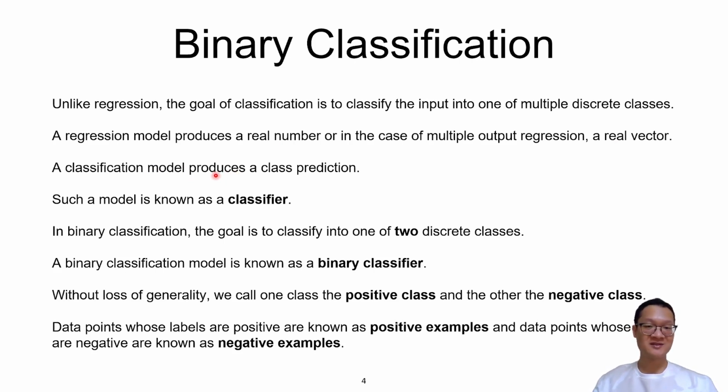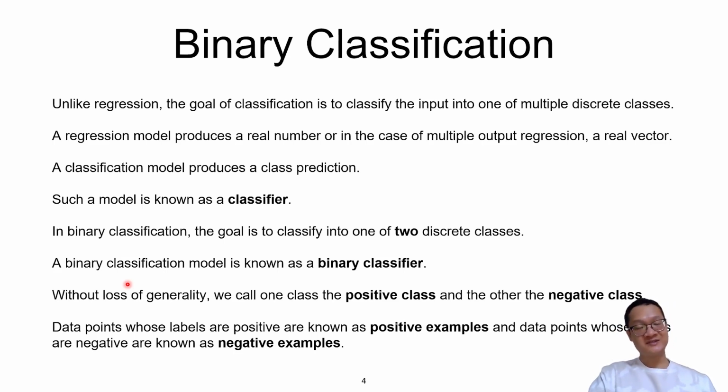Binary classification means that we just have 2 discrete classes. We'll be talking about binary classification models, which are known as binary classifiers. Without loss of generality, we're going to call one of the classes the positive class and the other class the negative class. We're going to have many data points, and the data points will have labels. Labels which are positive are going to be called positive examples, and the data points with negative labels are going to be called negative examples.